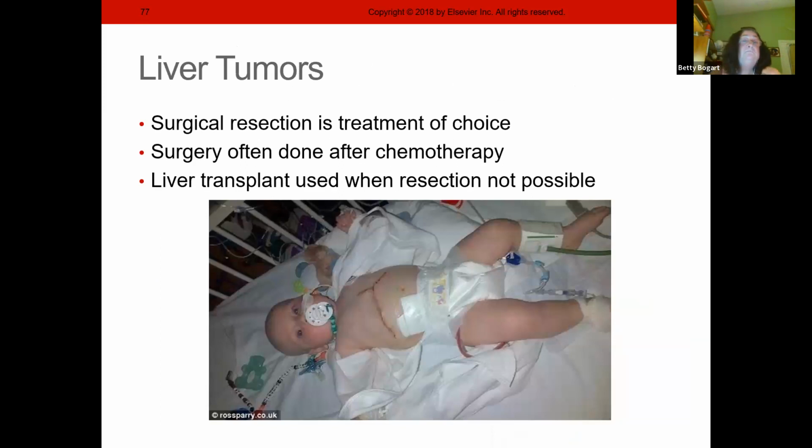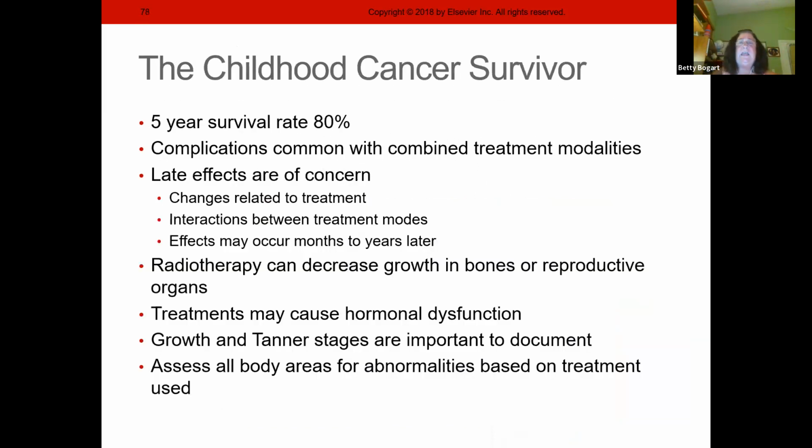Liver tumors. Well, we have a lot of lobes of liver, right? And they regrow. Sometimes we could just take out that piece and we'll be fine. Sometimes we take all of it out and put another one in. But liver transplants can be done. Again, liver tumors, you've got to take it out.